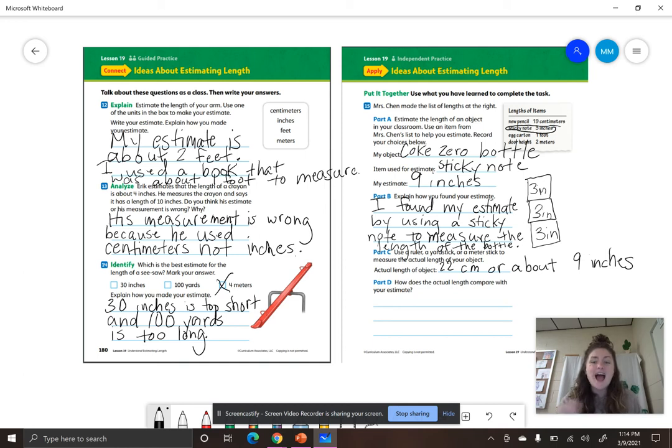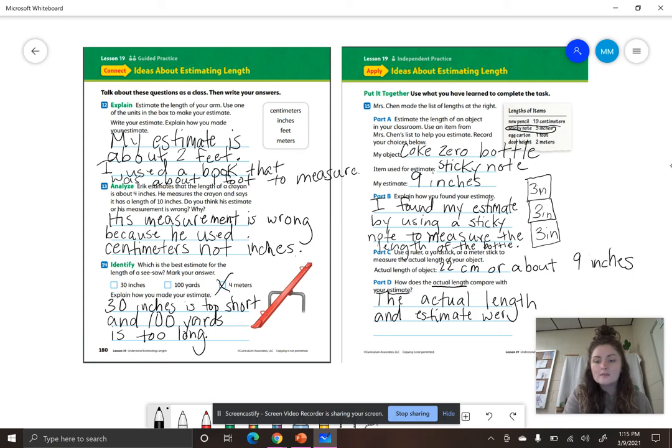All right, how does the actual length compare with your estimate? So looking at my estimate, I estimated that it was 9 inches. When I measured using my ruler, it was about 9 inches or 22 centimeters. So I can say that the actual length, and remember, friends, if you're having a hard time using the correct spellings, look back at your question. It has the spellings of those words. The actual length and estimate, there's the word estimate, were similar in length. They were very close.